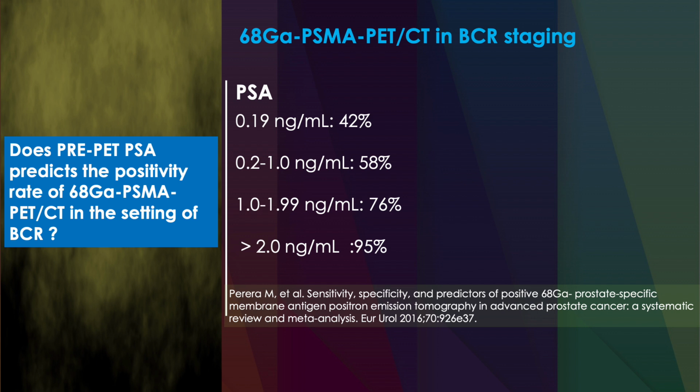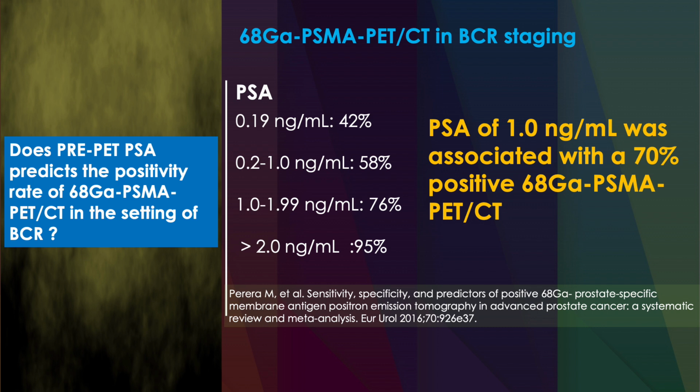So the PSMA study is important, but at the time of imaging, the PSA levels also play an important role in detecting these sites. In fact, a PSA of 1 nanogram per ml was associated with a 70% positive detection on a gallium scan. So approximately, if you want to do a PSMA study, at least you should have a PSA of greater than 1.